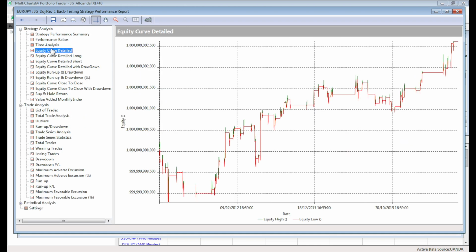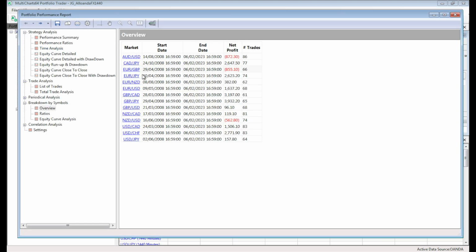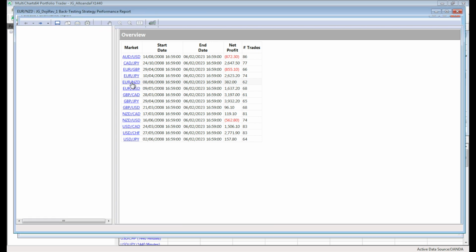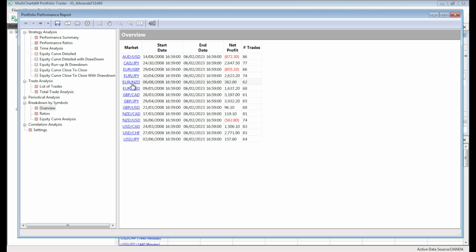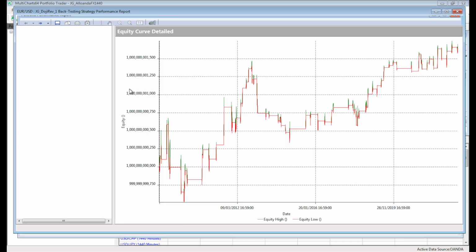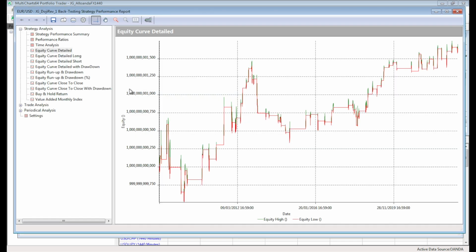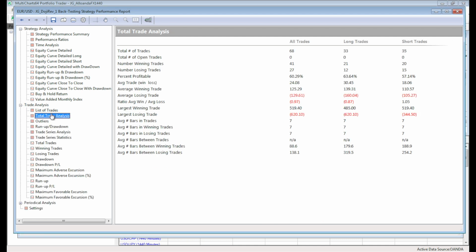Equity curve, not bad, certainly better than using the bailout exit. Euro New Zealand dollar makes a little bit of money, bad equity curve. Euro dollar is profitable. Equity curve, not the best, but it's okay. Large average trade, 24 pips, and around about 60% profitable, again like some of the others.